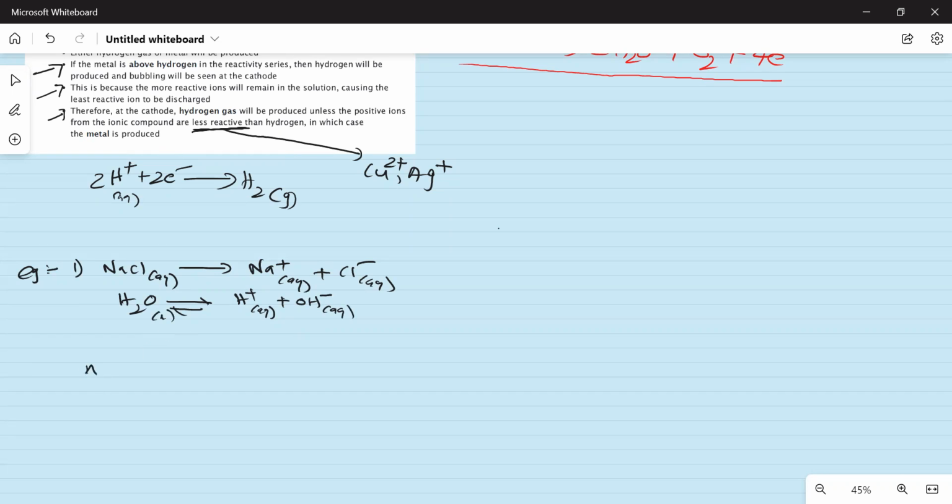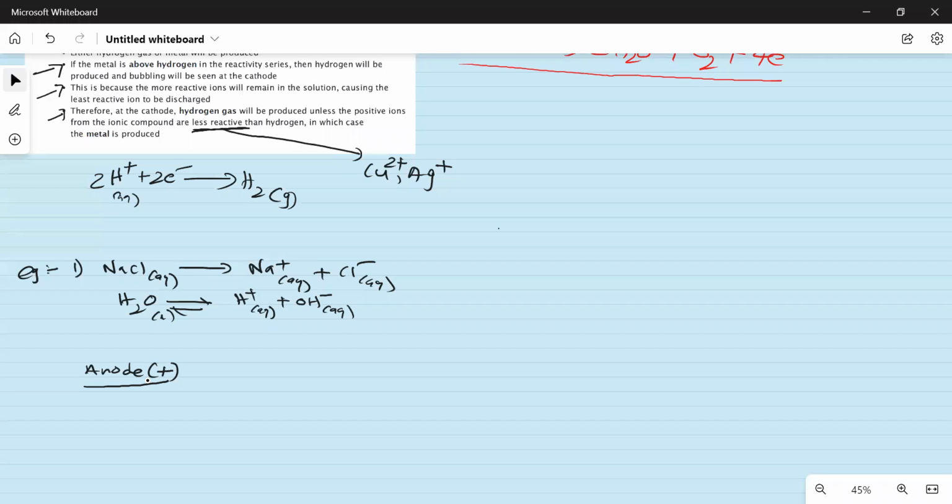We'll see which one comes first to the anode. Anode reaction: the anode is the positive charge one, and all the negative ions are coming to it. Here Cl minus and OH minus are both coming. They all will say, sir, please take me. So which ion are you going to select, Cl minus or OH minus ion? Tell me.